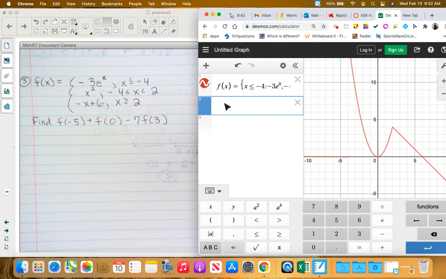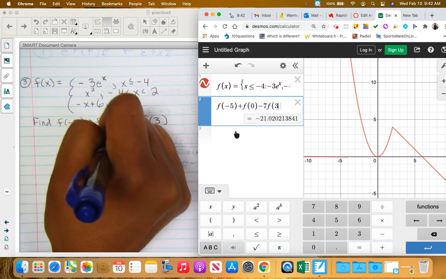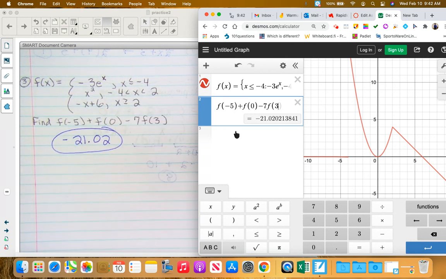So then we just type it in. f of negative 5 plus f of 0 minus 7f of 3. And we got our answer, which I will write down rounded. So negative 21.02.